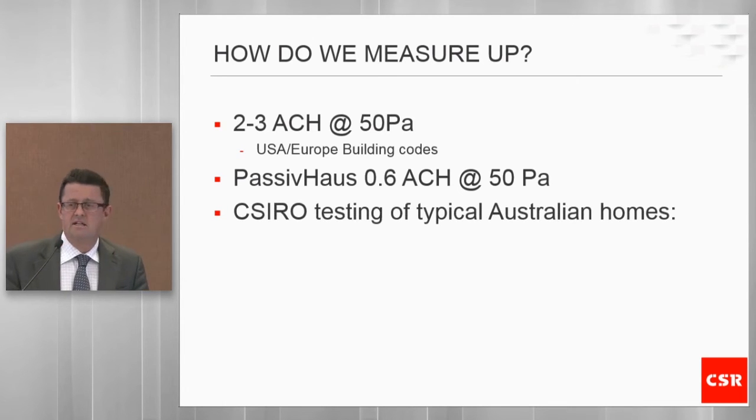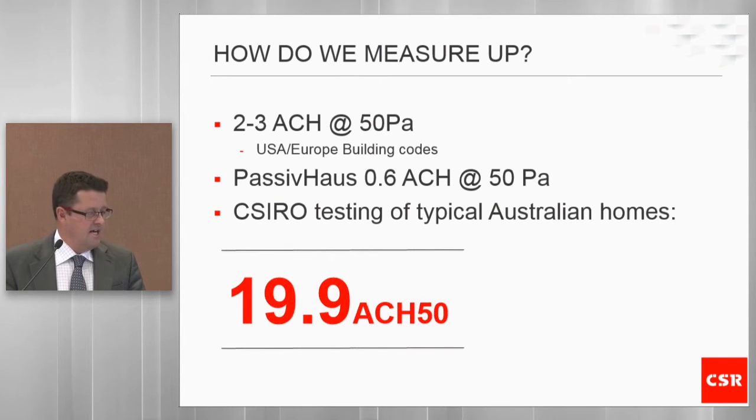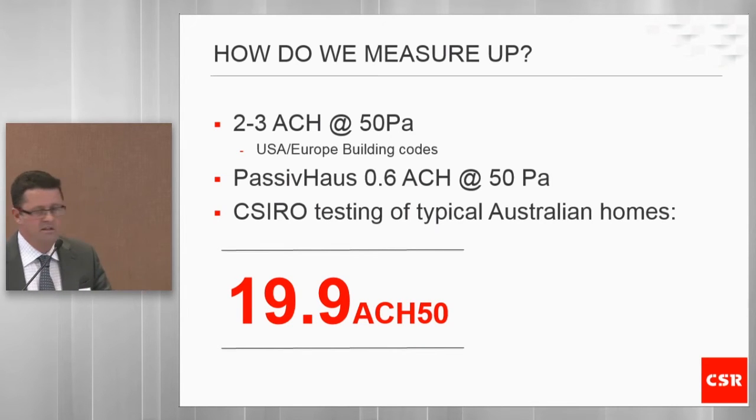And the CSIRO did a number of tests of existing Australian houses to identify the air changes per hour, and they came up with an ACH 50 of 19.9. So as you can see, we're nearly 10 times the American and European standards. We're 50 times the Passive House standard. That absolutely supports the statement in the medical journals that we're building very leaky buildings, and they're probably no better than a tent.